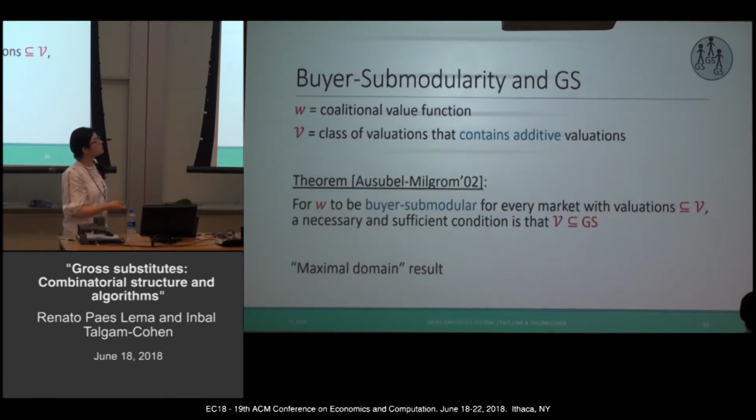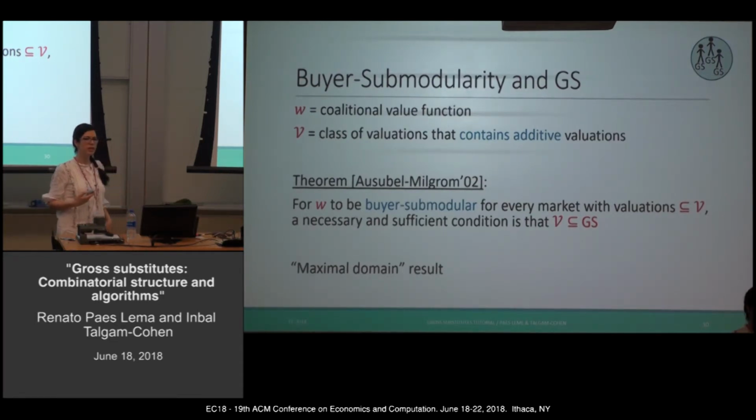Okay, so I'm not going to show you that theorem. The proof is not very complicated. What I do want to show you is the connection to gross substitutes. It turns out, by another theorem of Azevedo and Milgrom, that for W to be buyer submodular, let me first say this informally: the valuations all have to be gross substitutes.